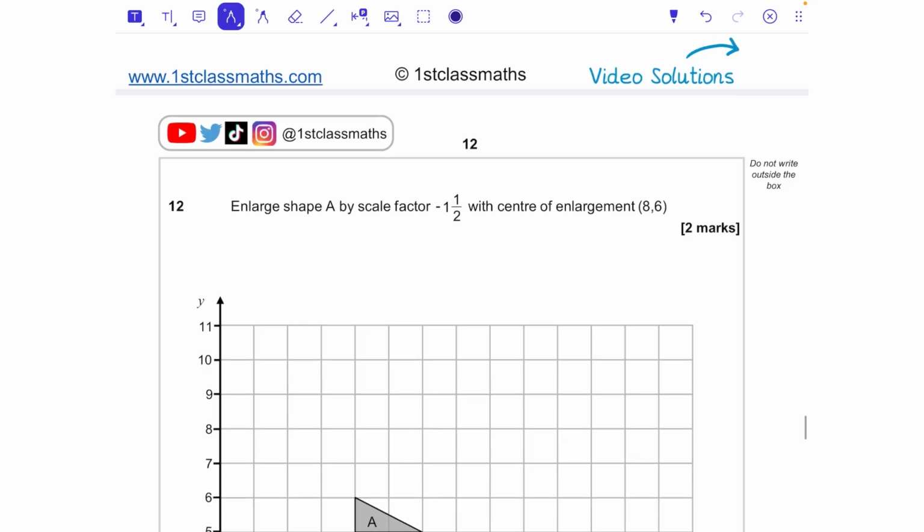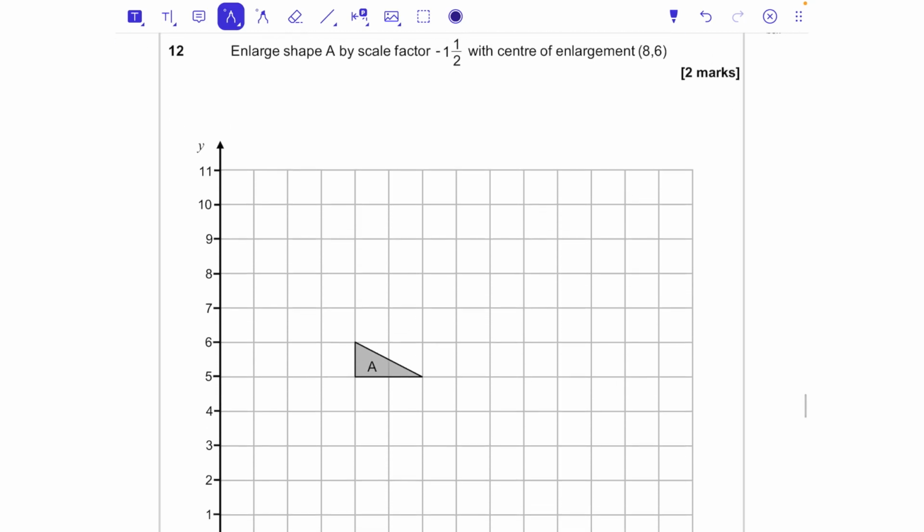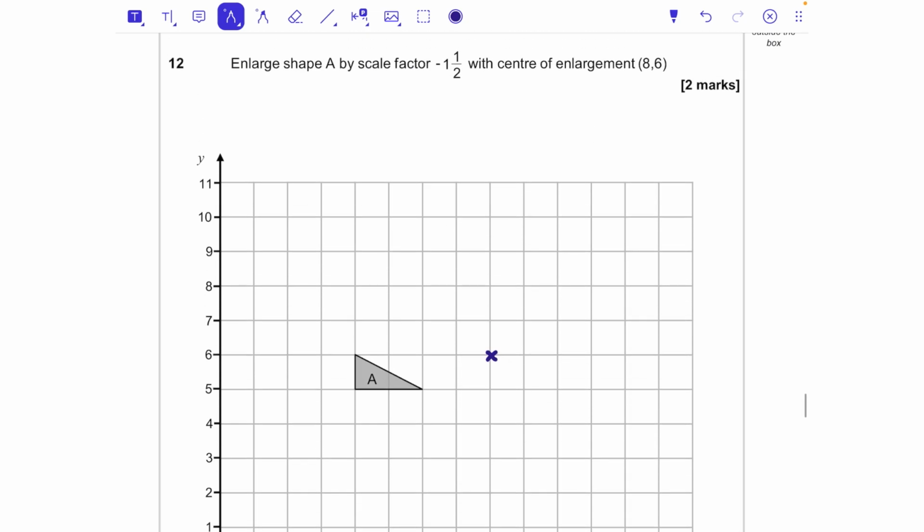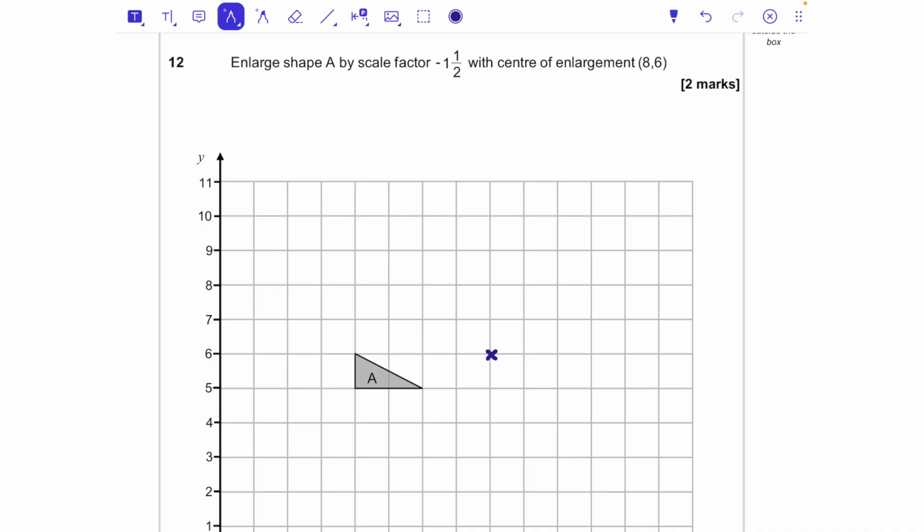Great. Question number 12. Enlarge shape A by scale factor -1.5 with centre of enlargement 8, 6. So let's draw the centre of enlargement on 8, 6 is here. So we want to enlarge this triangle. Now, if it's a negative scale factor, the shape is going back through the centre of enlargement and out the other side. If I was making it 1.5 times bigger, I'd be projecting it this way, and we'd end up with a bigger version maybe somewhere here, okay? But because it's negative, we're going back through the centre of enlargement and out this side.